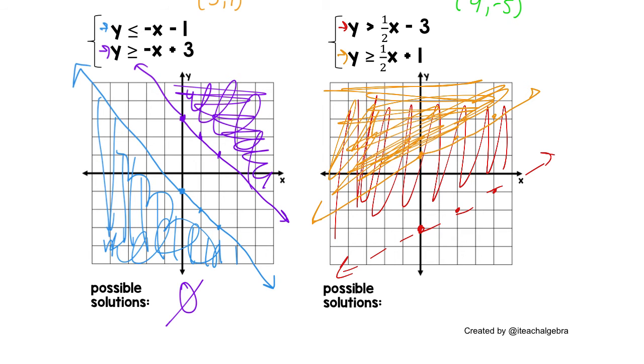So possible solutions would be (0, 1). Would also be (2, 2). Or (0, oh, nope, just kidding. How about (-3, 0)? Those are all solutions for that system of inequalities.